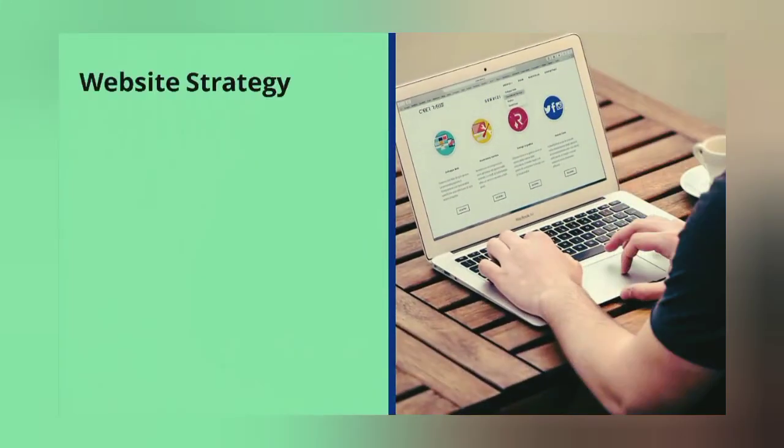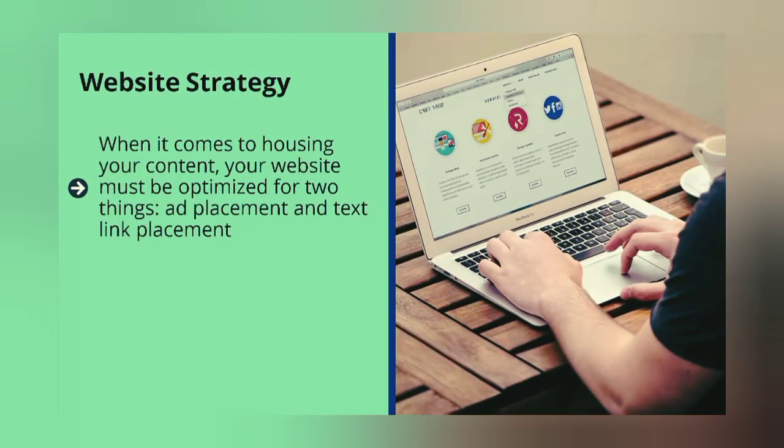Website strategy. When it comes to housing your content, your website must be optimized for two things: ad placement and text link placement. Ad placement means that your ads must look like a form of content. Their power does not arise from the fact that they disrupt the experience of your viewer. Instead, your ad must add value to the content that the user is consuming. This can increase the likelihood of conversion.